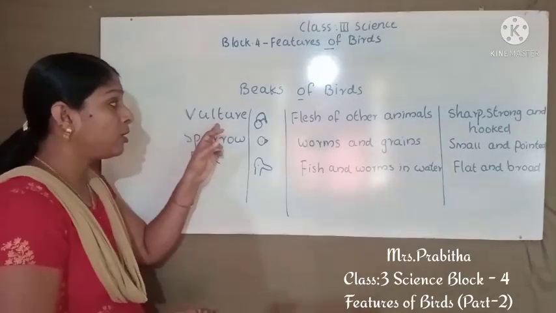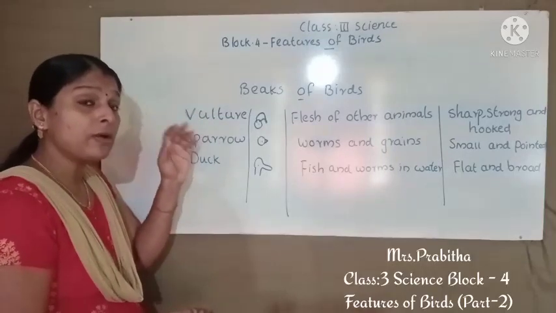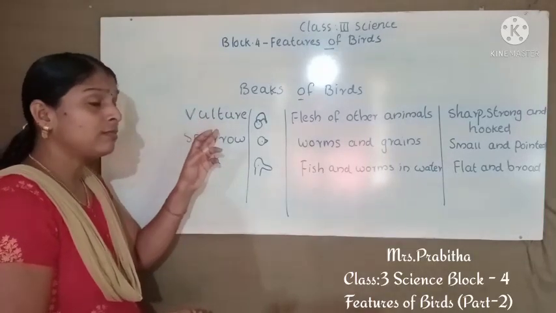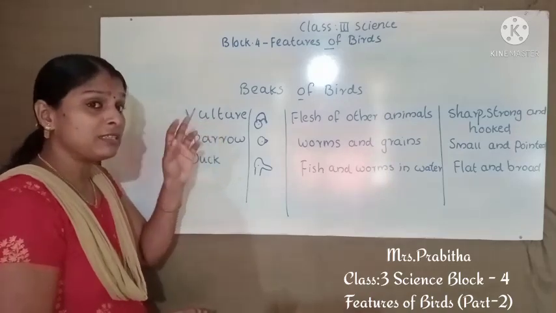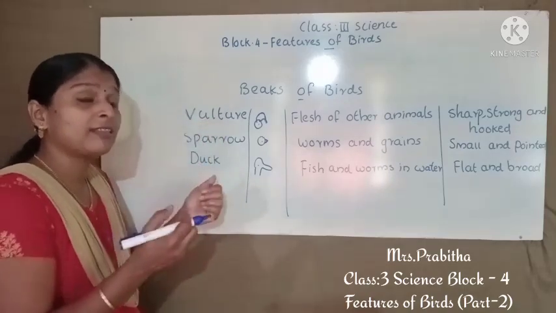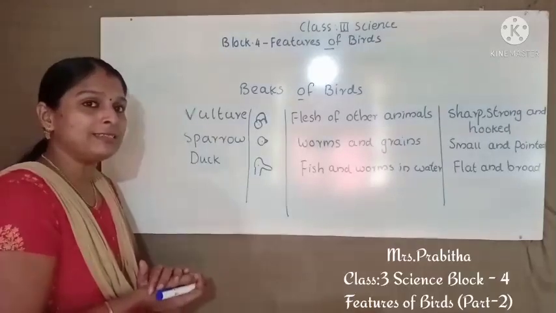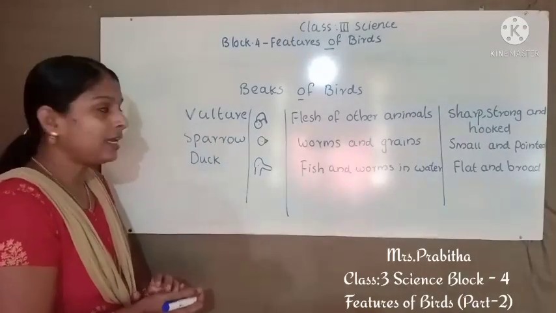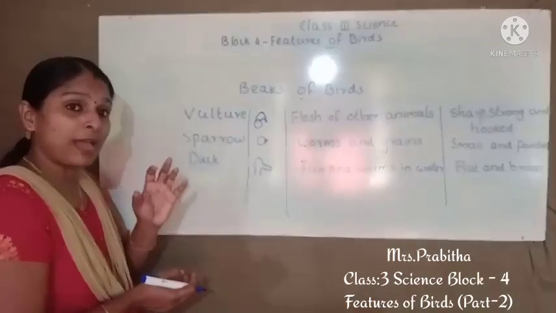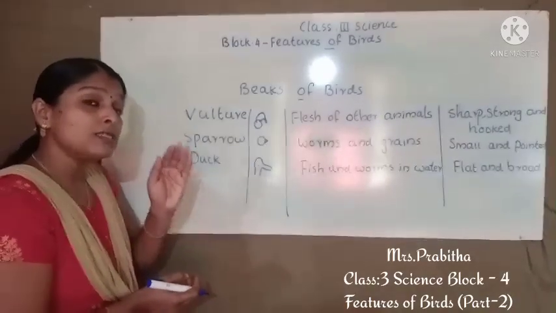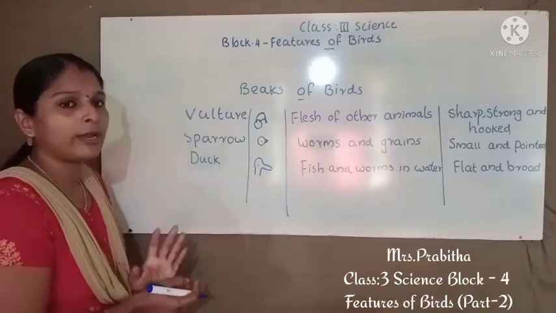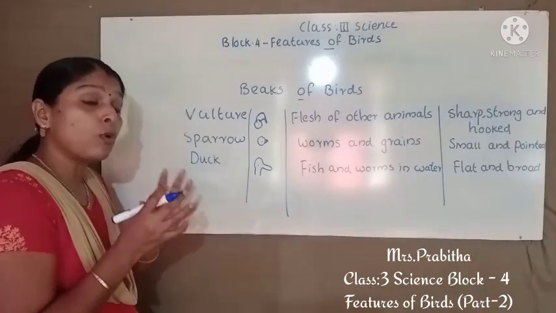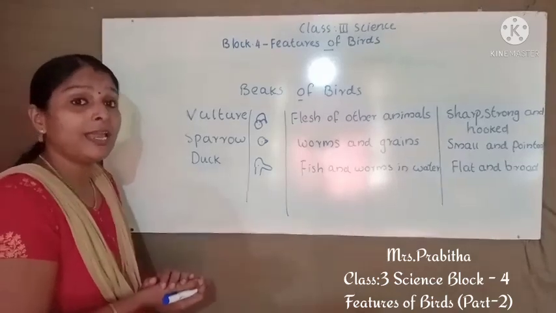How is the beak of vulture? Sharp, strong and hooked beak. How does this beak help the bird? This beak helps the bird to tear the flesh of animals. The eagle and vulture have the same type of beak. Second one is sparrow. Sparrow has a small and pointed beak. This kind of beak helps them to eat small worms and grains.